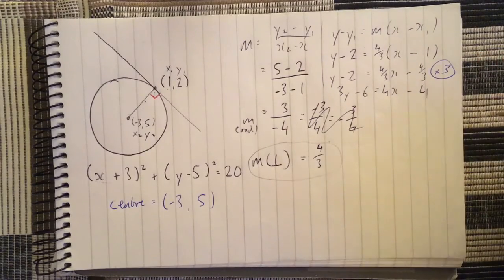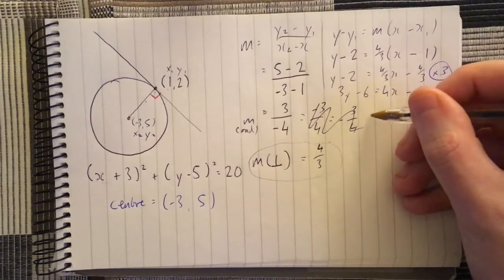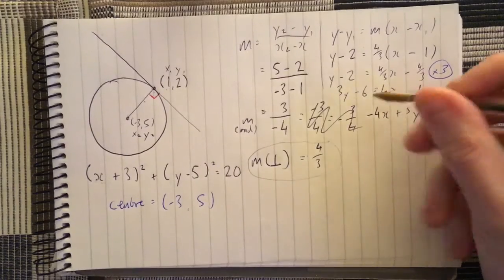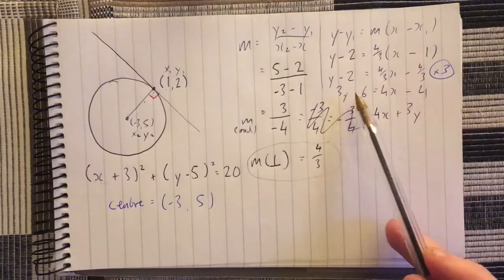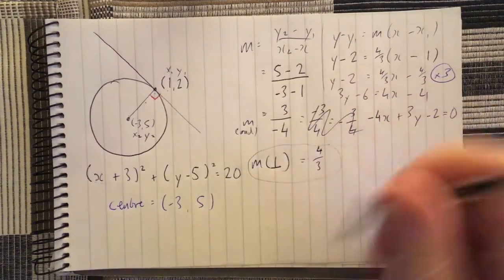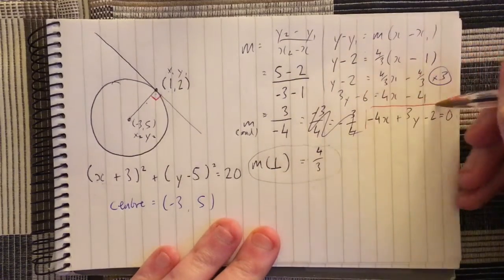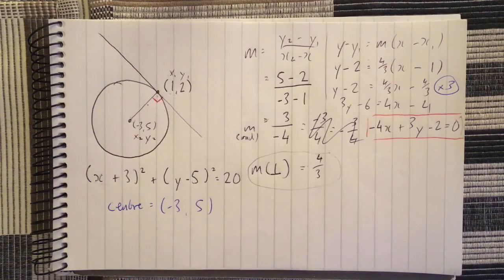Now get everything over to one side. I'm going to move everything over to the left-hand side here. So I'm going to bring 4x over and it becomes minus 4x. I've got plus 3y there. If I bring minus 4 over, it becomes plus 4. 4 minus 6 is minus 2. And equal to 0. And there's the equation of your tangent. Okay, so minus 4x plus 3y minus 2 equals 0.